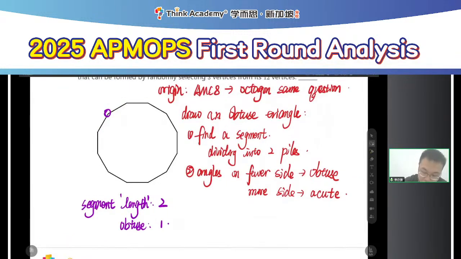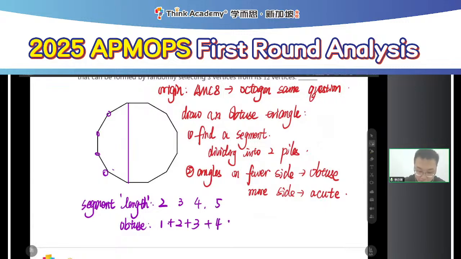And then if we draw this line, and then if we draw this line, 3 points on the fewer side. So 3. And then if we draw this line, 1, 2, 3, 4. So it's 5 and 4.